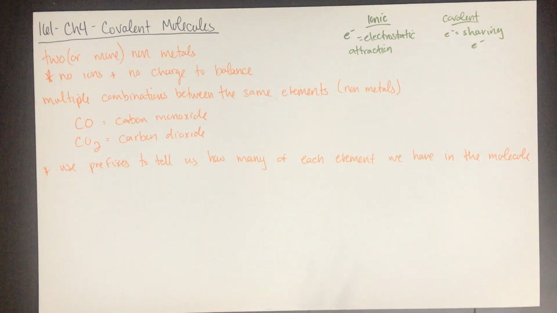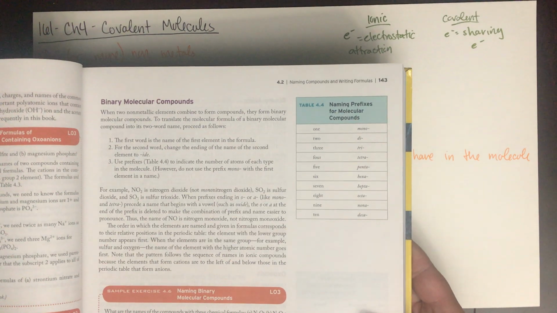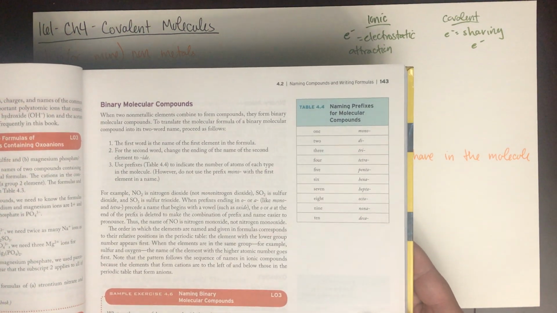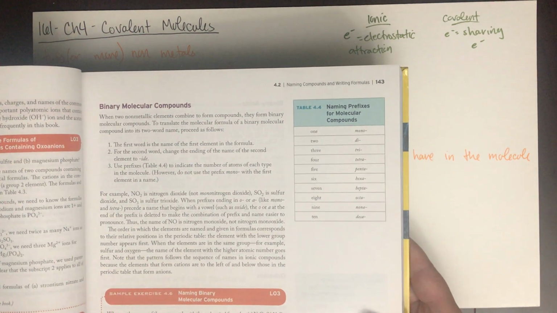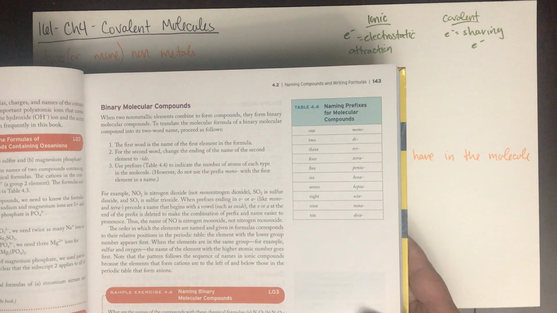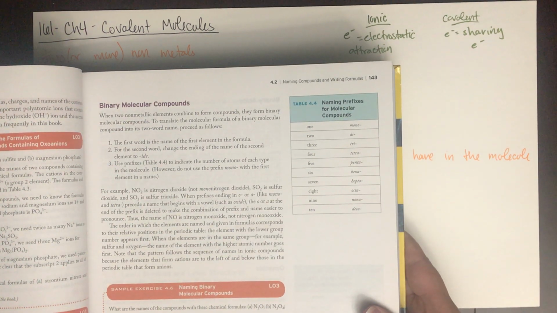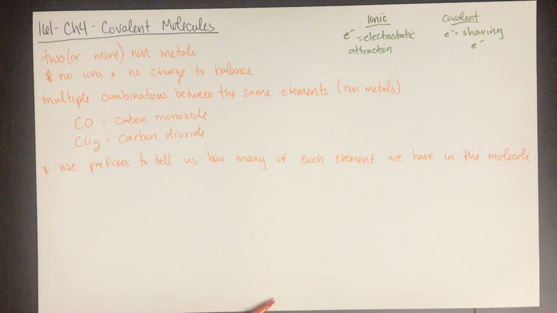So you're responsible for the list of prefixes. It's in table 4.4 in your textbook, naming prefixes for molecular compounds. It goes 1 through 10. So 1 is mono, 2 is di, 3 is tri, 4 is tetra, 5 is penta, 6 is hexa, 7 is hepta, 8 is octa, 9 is nona, and 10 is deca. It's the same prefixes as geometry.